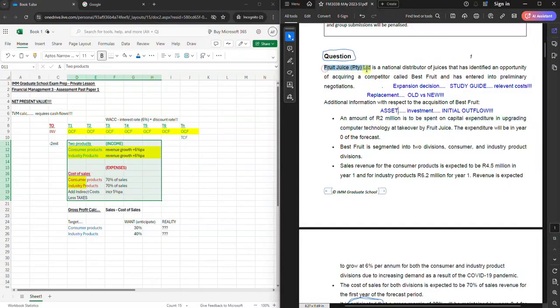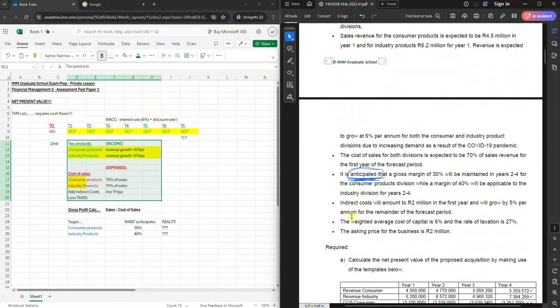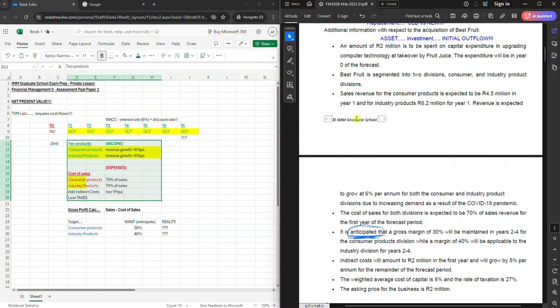Because remember, you are fruit juice, right? You're buying best fruit, right? Absolutely. So best fruit comes at a price. You're paying 2 million for best fruit, and that's going to be used for technology that's improving your business. So yeah, this 2 million relates to that 2 million. Fine. I don't see a difference there. I see it as the same amount.